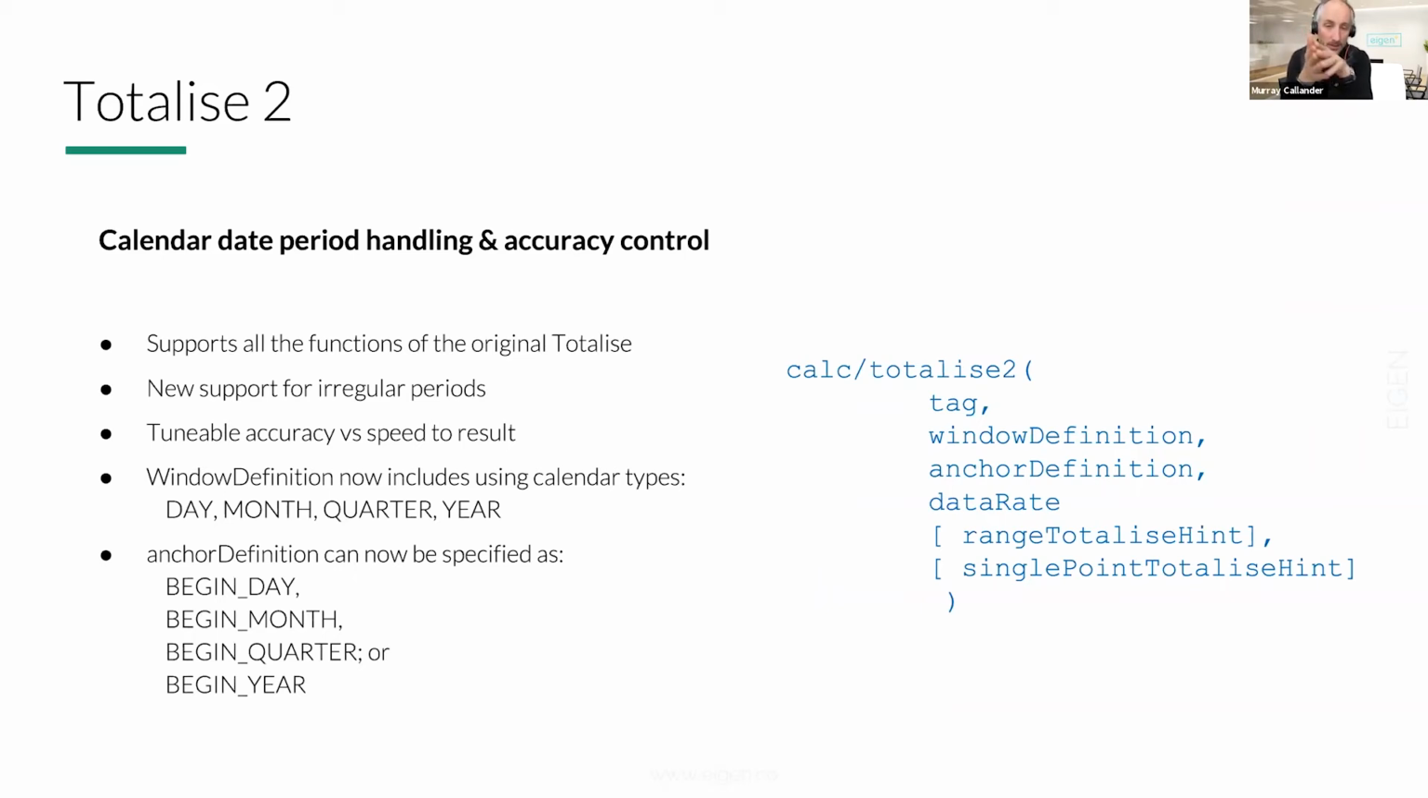And so on the right are the options you use for putting in, like the Totalized before, you put in the tag and the window definition and the anchor, but obviously now you can put in those text definitions as well as timestamps. And we also have these 2 options at the end here called the range totalize hint and single point totalize hint. Now these are new controls that allow you to tune the speed and accuracy of the result.